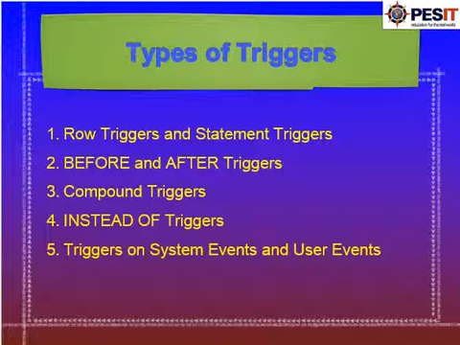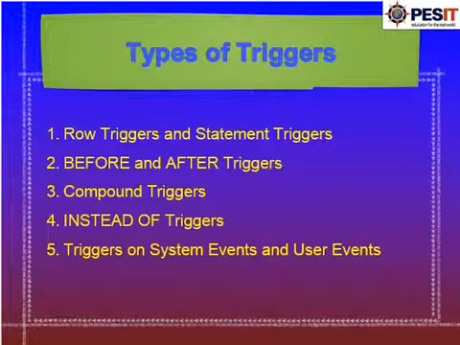A compound trigger is a single trigger on a table that enables you to specify actions for each of four timing points. The first one is before the firing statement. The second one is before each row that the firing statement affects. The third one is after each row that the firing statement affects. The fourth one is after the firing statement.